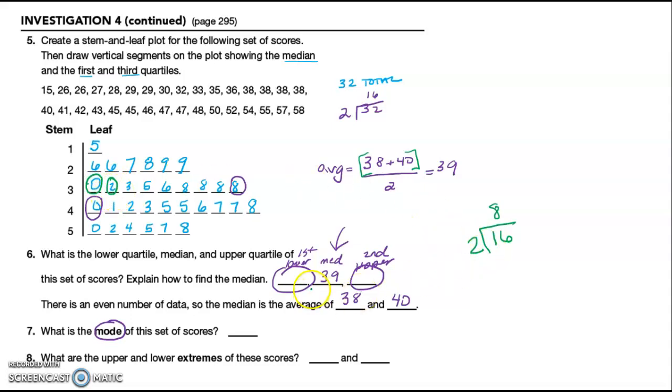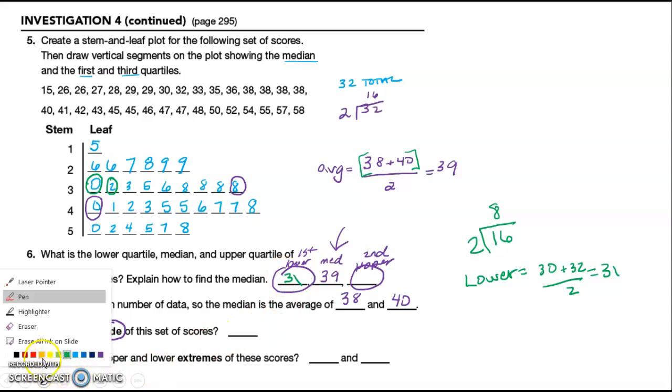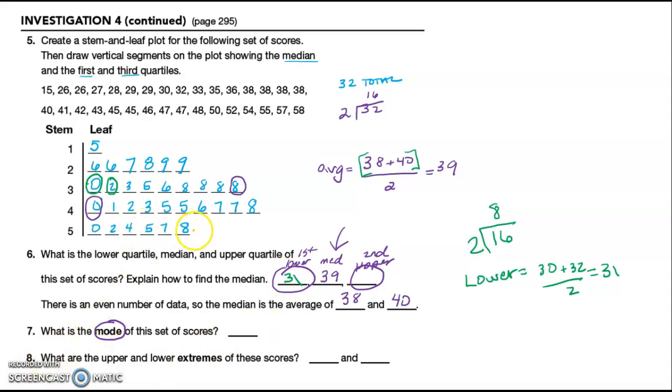So we have for the lower, 30 plus 32 over 2 because we're taking the average, and we get 31. So that's my lower, it's 31. Let me change colors again. Let's do orange. We're going to do the same with the top.